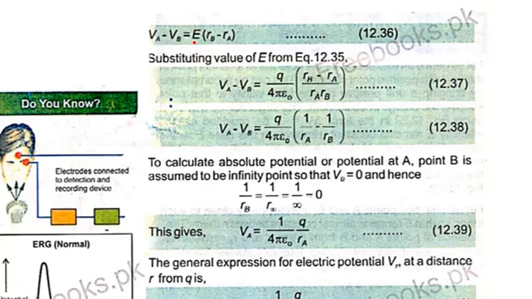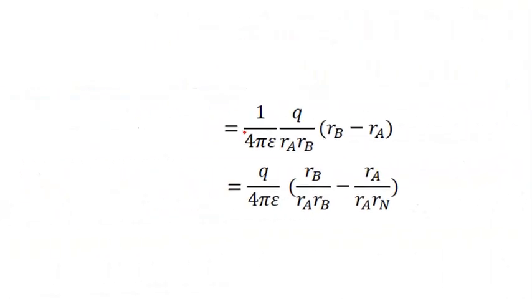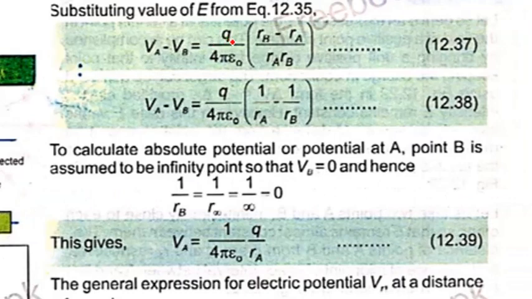Now we will put values in this equation. E equals 1 over 4 pi epsilon naught Q over RARB, and in brackets we keep the same RB minus RA. Now multiplying this denominator within brackets, we get RB over RARB minus RA over RARB. Now if we cancel these terms, we are left with 1 over RA and 1 over RB. So we write this equation here. VA minus VB equals Q over 4 pi epsilon naught into RB minus RA over RARB. Now after cancelling, we get 1 over RA minus 1 over RB.